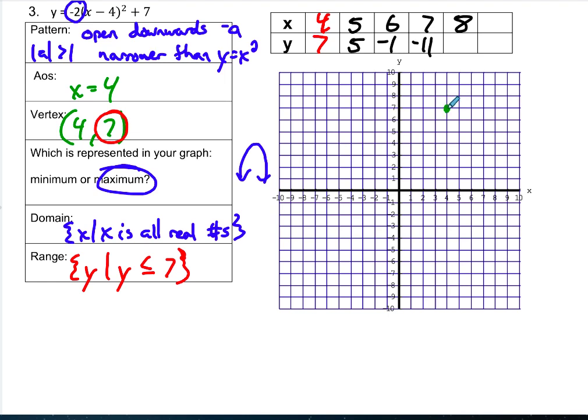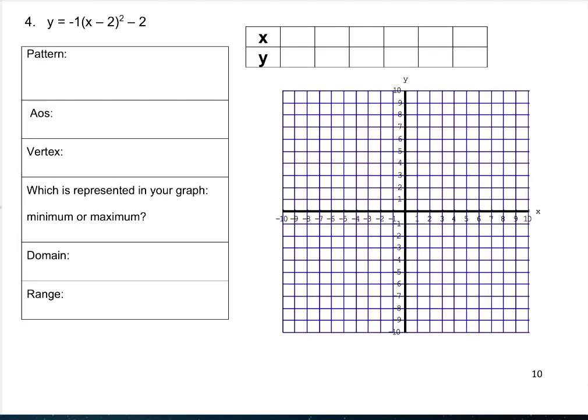So I'm at 4, 7, and I'm at 5, 5. So I'm also going to be at 3, 5. And I'm at 6, -1, and I'm at 2, -1, and 7, -11, and 1, -11. So I always know I'm going to have that matching partner on the other side. So I go ahead and graph it, and then I draw in that axis of symmetry, x equals 4. All right, so if you've got the idea, you're welcome to always try some of these on your own, okay? But otherwise, follow along with me, and I'm going to do one more.